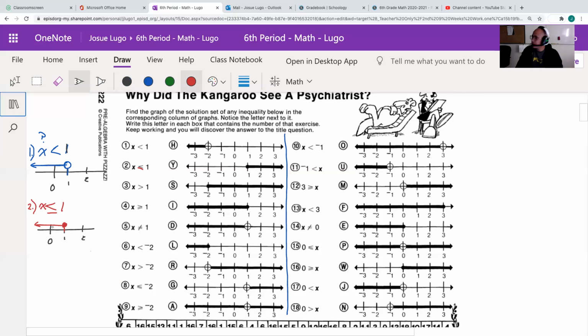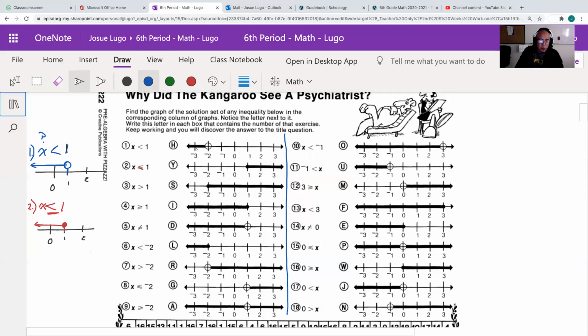So notice the difference between numbers 1 and 2. Both of them, we are looking at x to be less than 1. However, number 2, this line, anytime you have a line means that it can also be equal to that number. So anytime you have a line, you're going to do a closed shaded in circle. If there is no line, it's always going to be an open circle. So from this, I'm going to look at these.